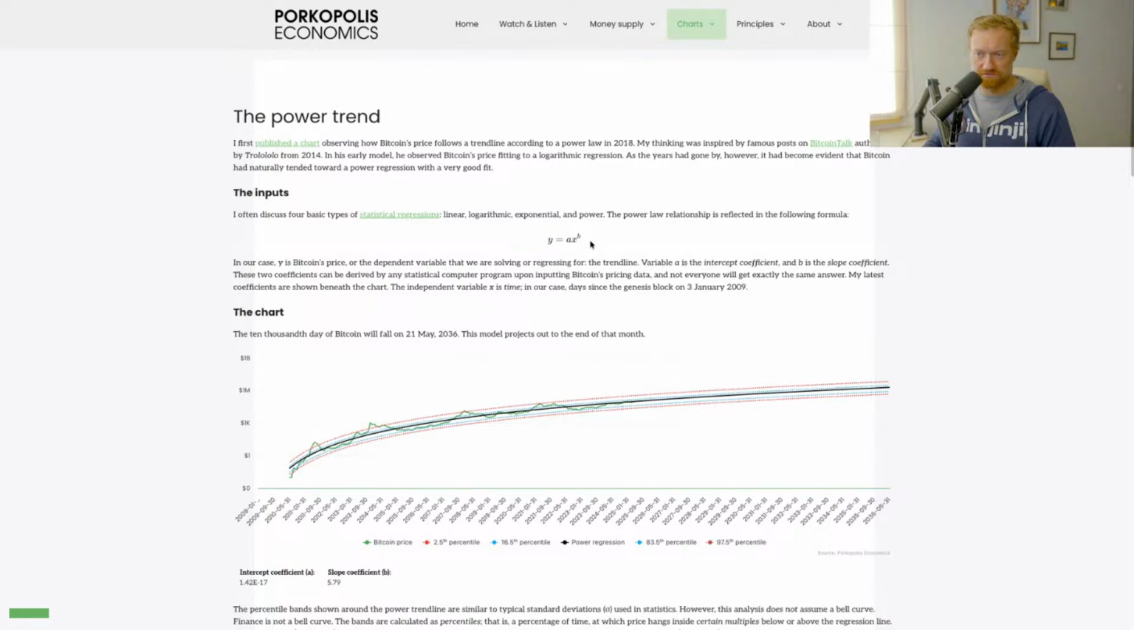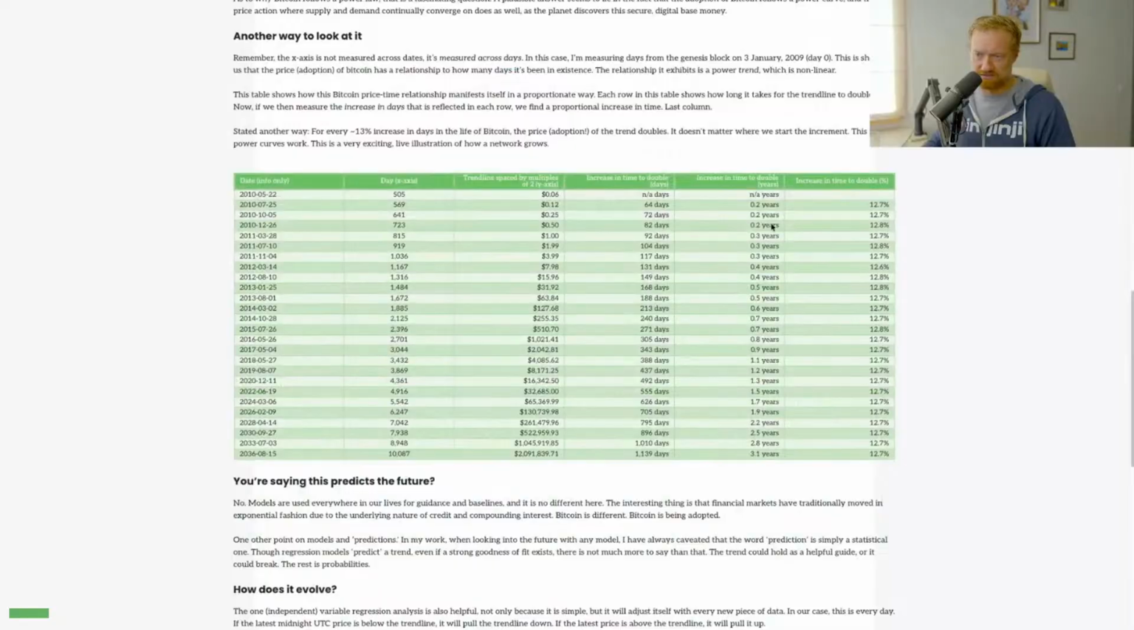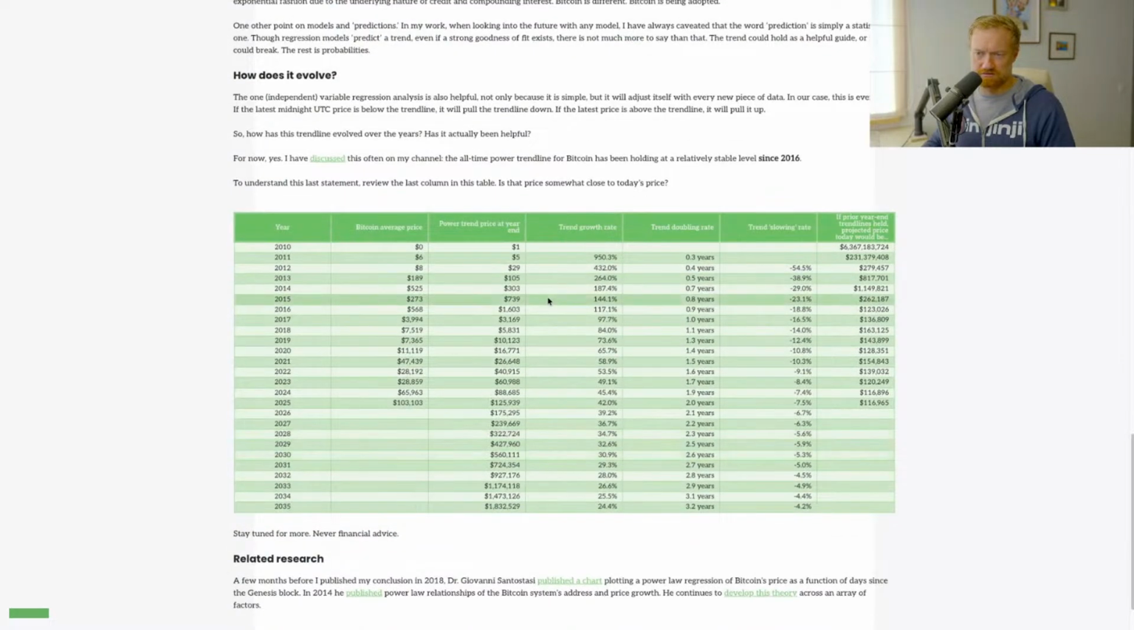The basic formula is very simple here. Price is the intercept times the independent variable, in this case time, simply days since the Genesis block, raised to a slope. That slope is pretty close to 6, a little bit under it. I'll come back to this page. I've talked about it a lot. You can see all the metrics here on my site about how the power trend looks, how it's playing out, what we're looking like. And, as I've talked about many times, 125K by year end.